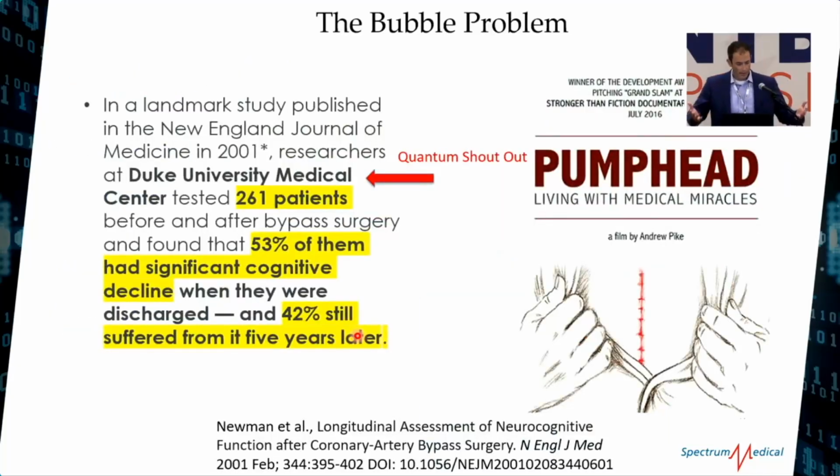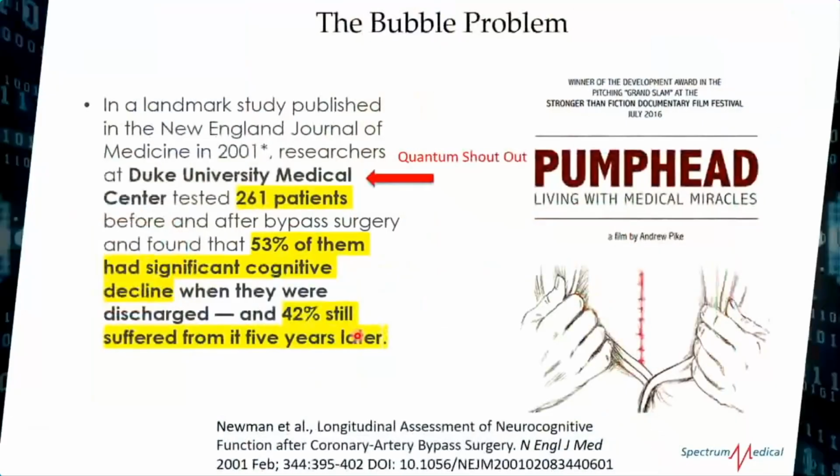Going back to people who have looked into the problem for a while, it's been relatively well accepted that when our grandparents have cardiac surgery, sometimes they don't always come out as sharp as they used to be, and we blame it on age and other things. But there is some data that relates, looking at post-op cardiac surgery patients. Duke, with the documentary Pumphead, looked at 261 patients and found that 53% of them had a significant cognitive decline post-cardiac surgery, and 42% still suffered from it a year later.